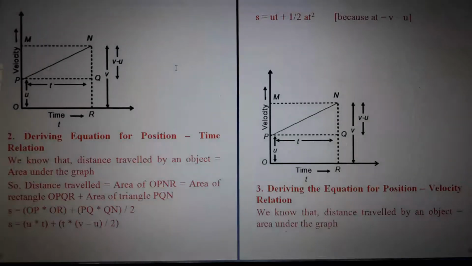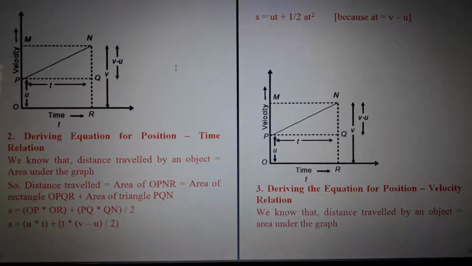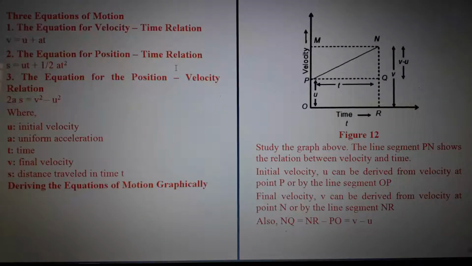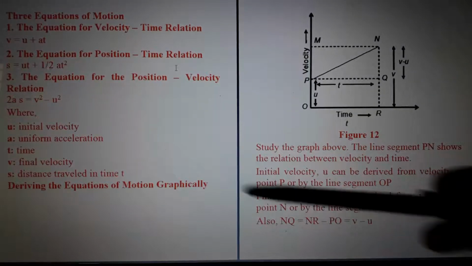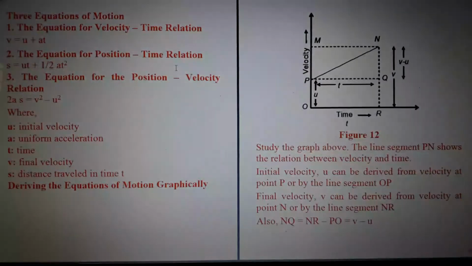Okay, so two more parts are there. This is the second part, we are deriving it by substituting the area of this particular diagram. Area of this particular diagram, and in two cases we will find out the remaining equations also. So this is the first part. See, we have these equations. Just write down the equations and write down their meaning. U is what, V is what, T is what.